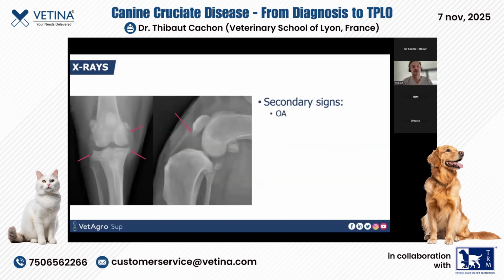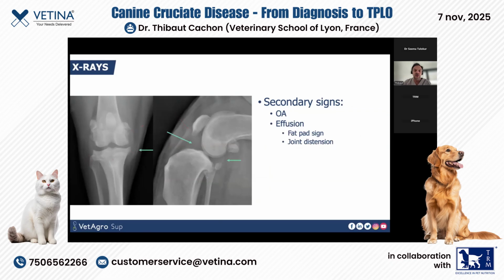What are you going to find in a dog with cruciate disease on X-ray? First of all, you are going to find some secondary signs, and you can see on this X-ray that there is some osteoarthritis. There are clear osteophytes around the joint, and you can see osteophytes on the patella, around the fibula, around the tibial plateau. I think that's in 80 to 90% of the dogs. Most dogs with a cruciate get osteophytes in the stifle.